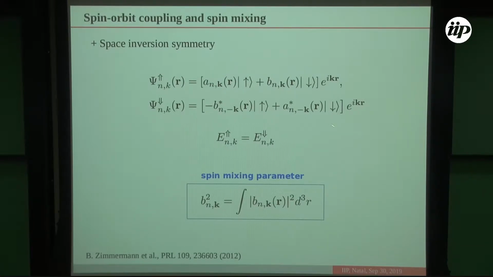Having these two Bloch states written out, we can define the spin mixing parameter as the unit cell integral of the modulus squared of the admixture amplitude. This b is very small, much smaller than a, so it is perturbative. Taking the integral over the unit cell, we define the spin mixing parameter.